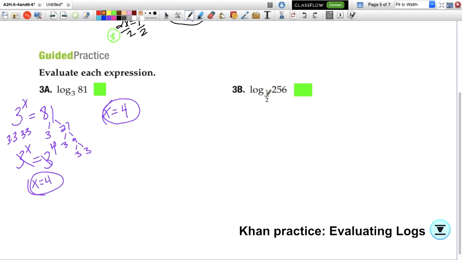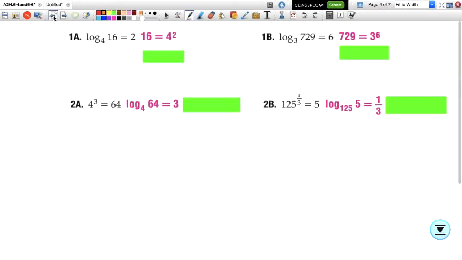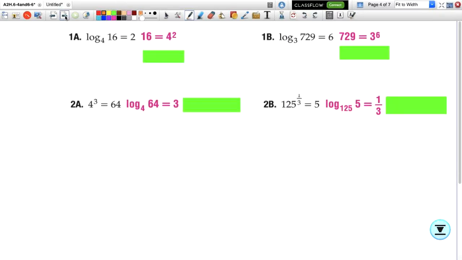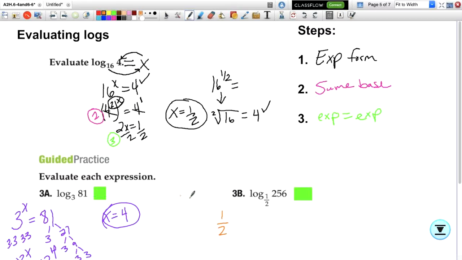We're going to start by rewriting it in its exponential form. So I take the base of my log, okay? Now, you're like, can it be a fraction, Mrs. White? Yes, it can, as long as it is greater than 0 but not equal to 1, then we're good. If it is negative, then we can't do anything with it, okay? So what this is, is 1/2 to the unknown power should equal 256.